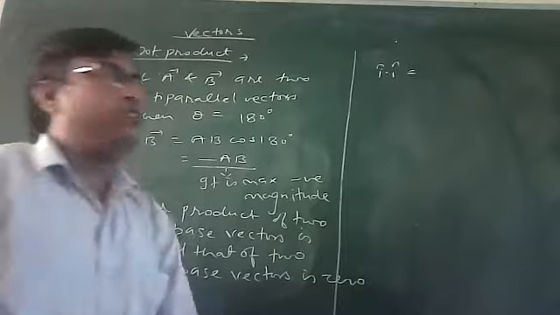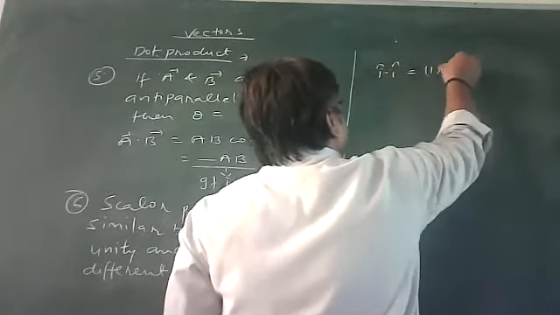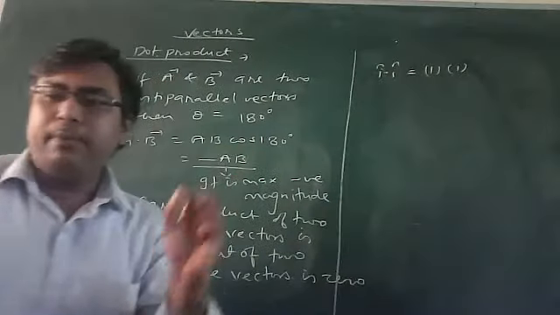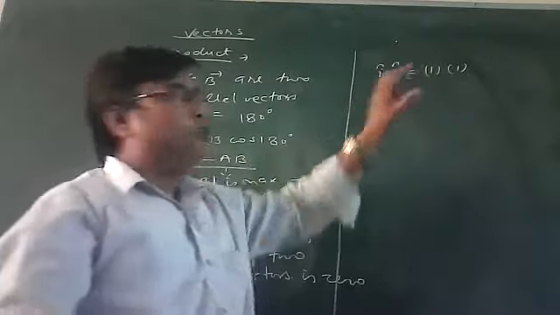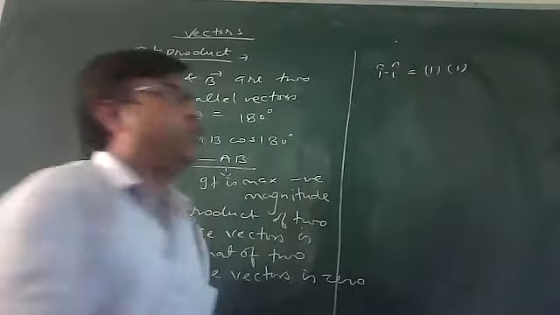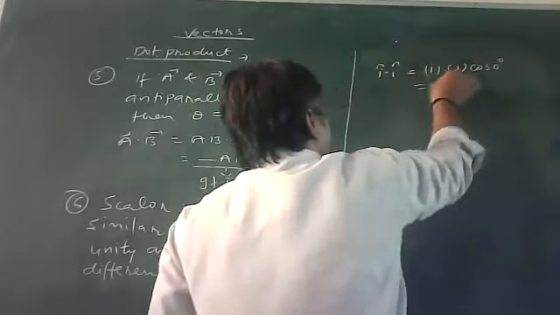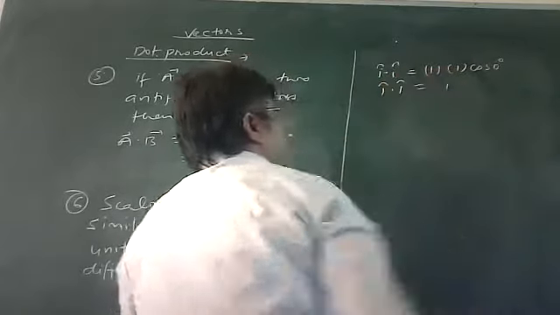Unit vector means their modulus is 1. I dot I is what? Modulus of I cap is 1. I cap represents the x-axis. That means both vectors lie along the x-axis, so the angle between these two vectors will be 0. So I will write 1 into 1 cos 0. The value of cos 0 is 1. So I dot I is 1.